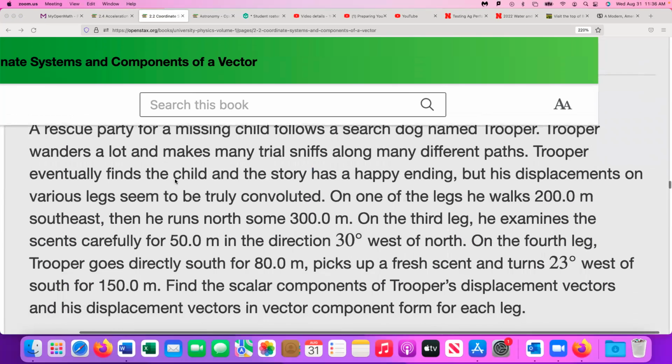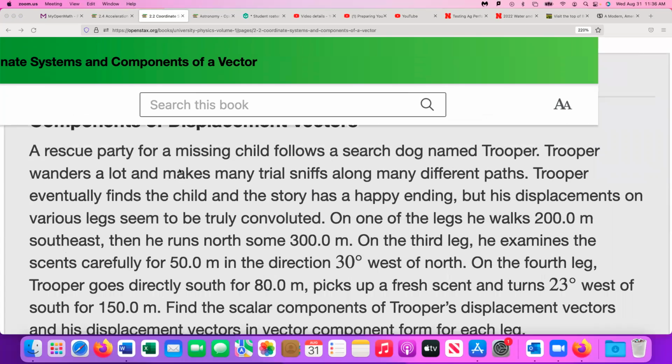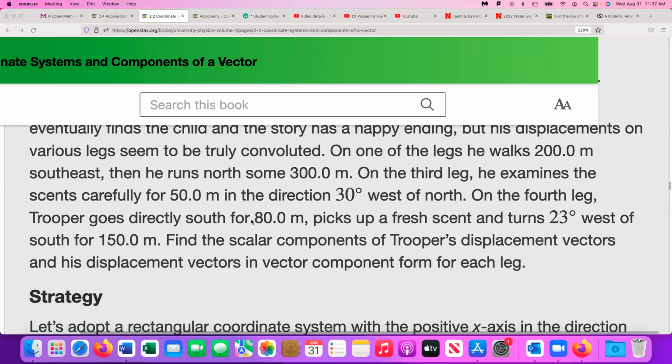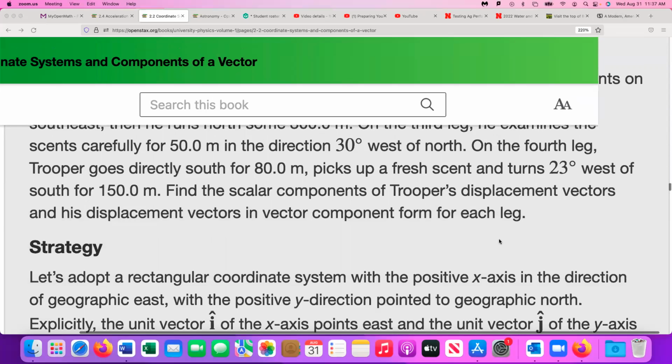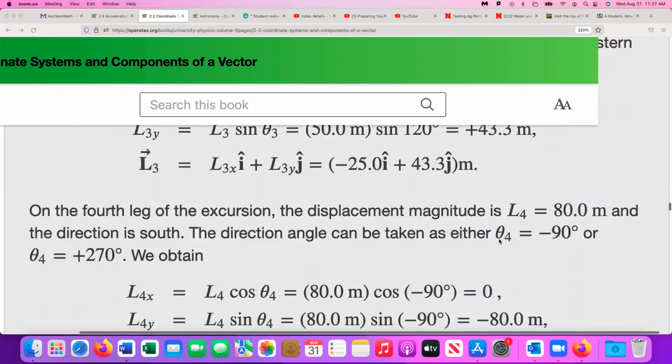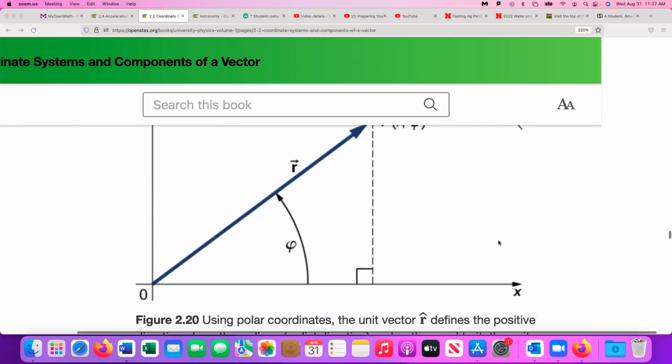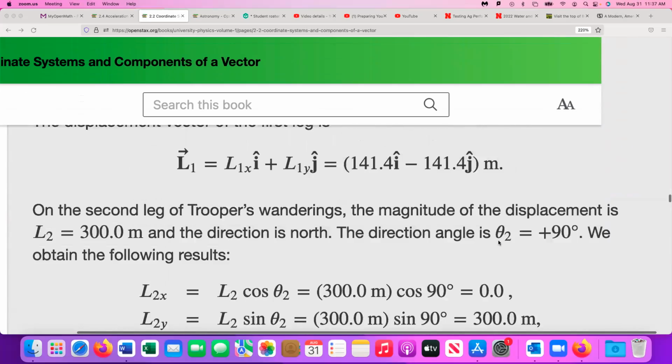Okay, so let's do an example here where we have a rescue party. They're wandering around on different paths, so they're going to give us a bunch of different things. They're going to go 200 meters southeast, running north 300 meters, 50 meters in direction 30 degrees west of north, directly south for 80 meters, then 23 degrees west of south, 50 meters, and so on and so forth. All these different movements, and they show these movements somewhere here, if they should. Maybe they don't. They don't, so we have to do them ourselves.